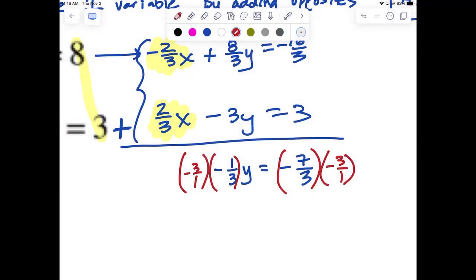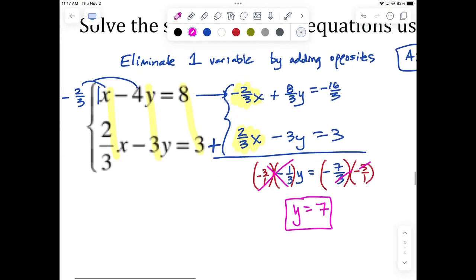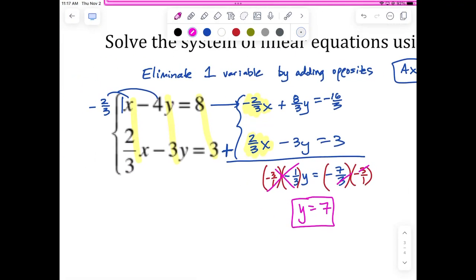So these divide out on the left side. And you're left with y equals. And over here, the 3's divide out. And the negative times negative is positive. And we're just left with 7. There you go. We get y equals 7.